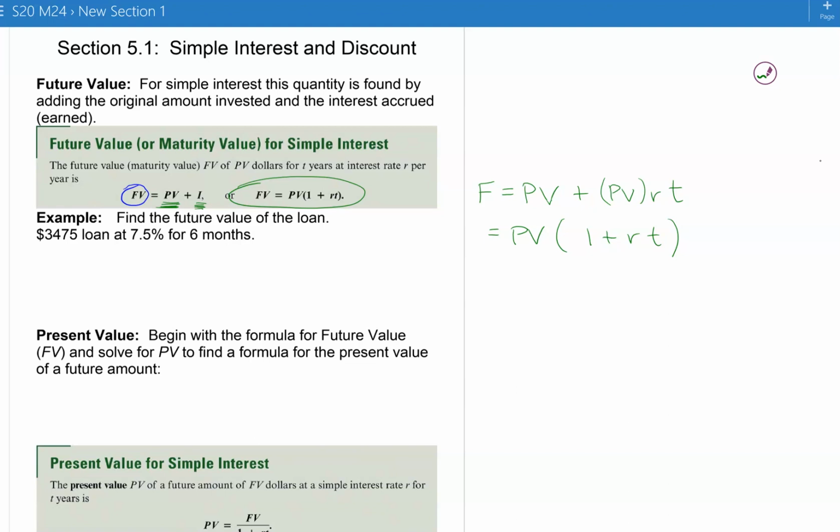So let's use the second one to figure out the future value for this question. I start out with a $3,475 loan. I'm going to have 1 plus my interest rate converted to a decimal, 0.075, and my time is 1/2 of a year, or 6 months.